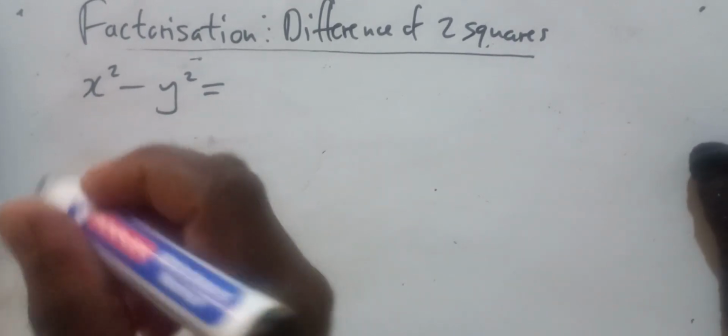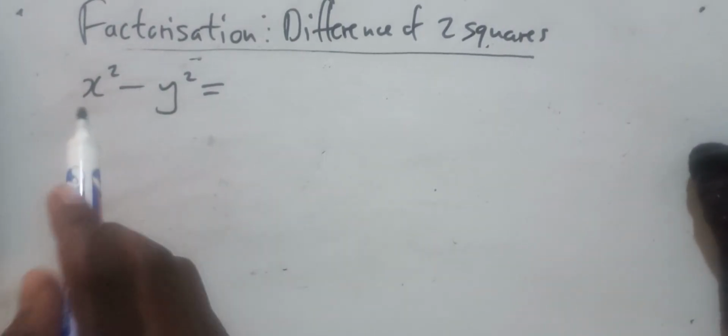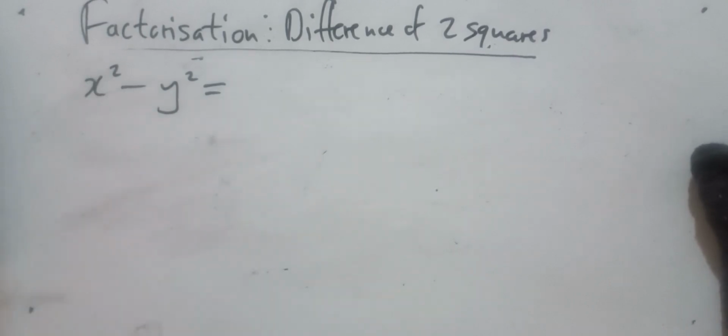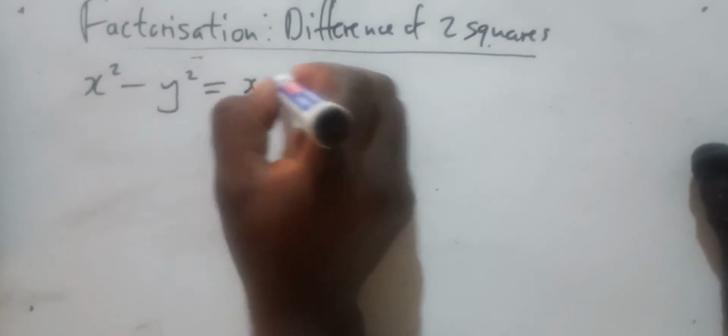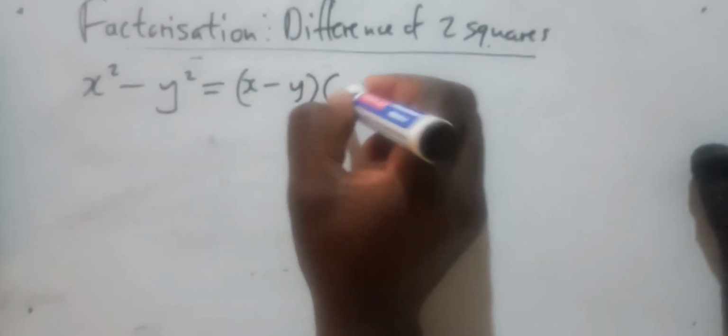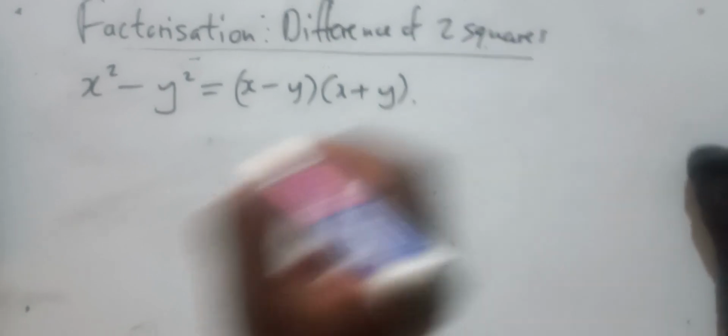Today we're going to look at factorization of the difference of two squares. So the two squares we have are x squared and y squared. So the difference is x squared minus y squared. So the factorized form of that is just x minus y times x plus y.